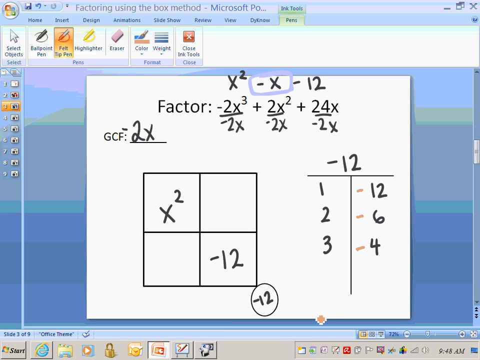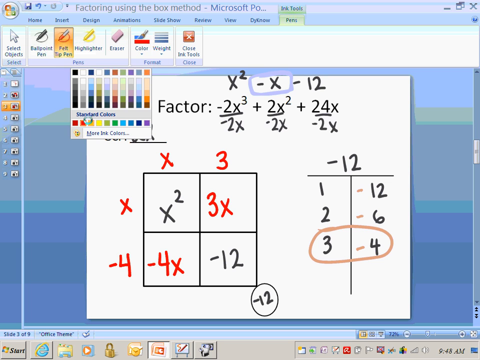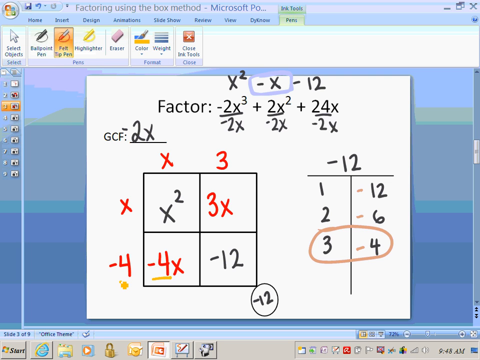So which ones would I choose? 3 and negative 4. So I've got 3x and negative 4x. So GCF's here. And negative 4. Remember, if this one's negative, this one's going to be negative. If this one's positive, this one's going to be positive. Okay? That'll help you out.